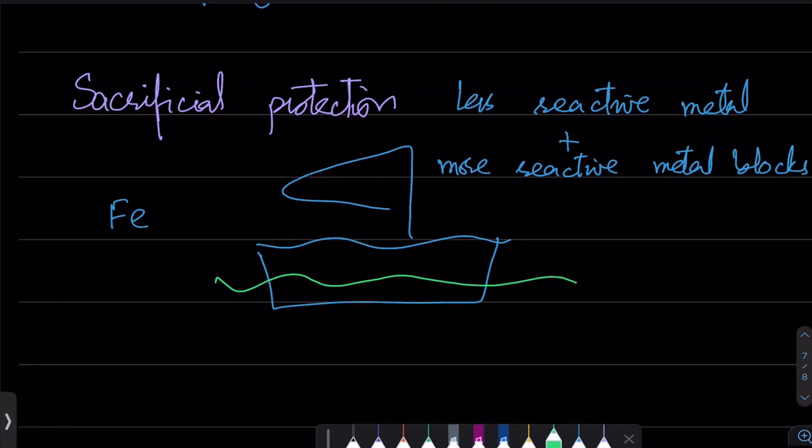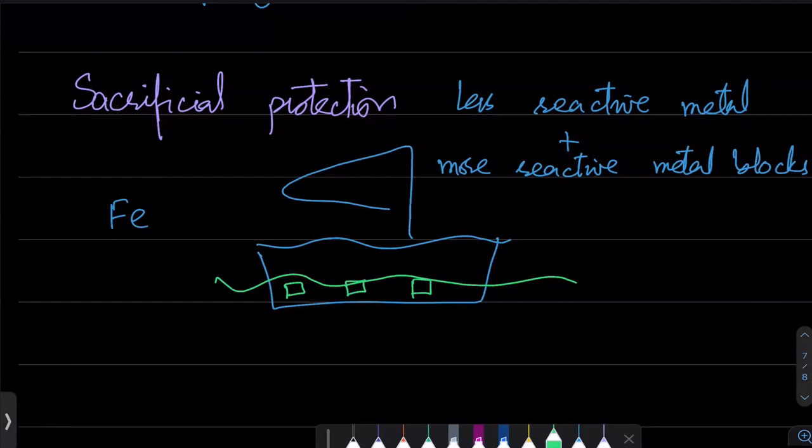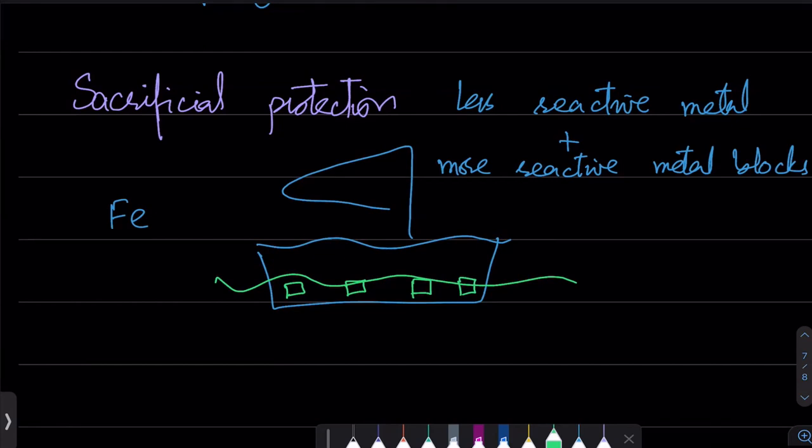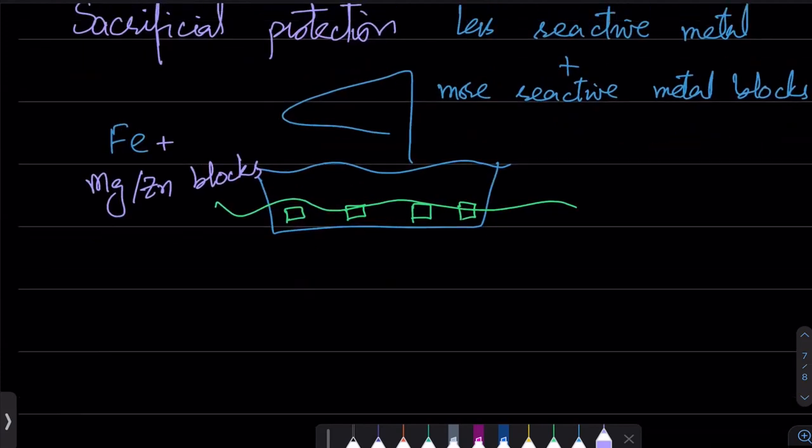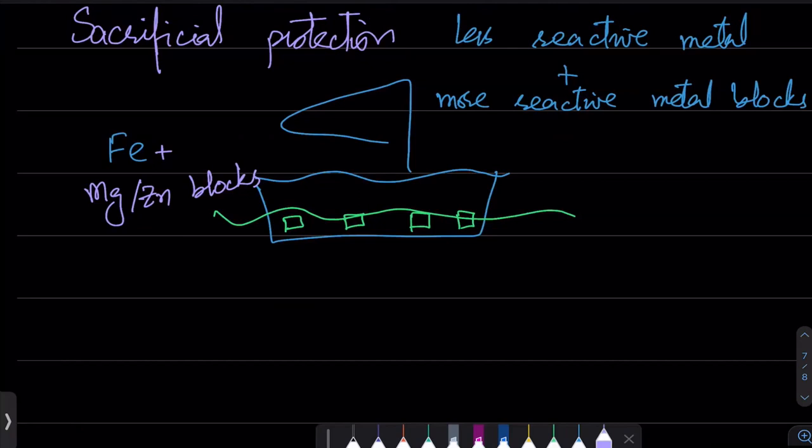So what we can do is we can have simple blocks of something that is more reactive than iron, even though we have painted it, but just to make sure ki agar kahin se paint utar jaye to phir bhi ye react nahi kare, we can have magnesium or zinc blocks which will sacrifice their own life to save iron. Great.